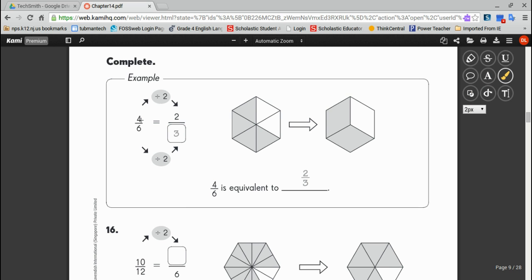If you look at our example, they divided by 2. 4 divided by 2 equals 2, and 6 divided by 2 gives you 3. So 4/6 is the same thing as 2/3. And if you look at the picture, 4 out of 6 is the same as 2/3. So 4/6 is equivalent to 2/3.